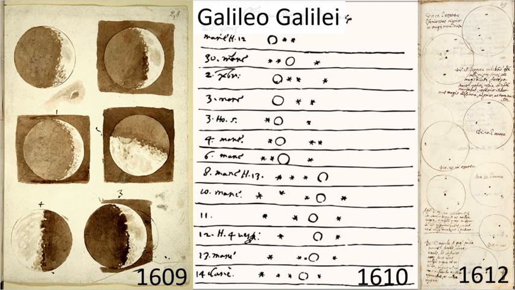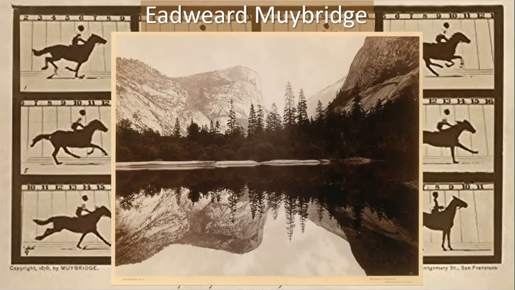Aristotle taught before him that celestial bodies were perfectly smooth. And Galileo was able to argue convincingly that on the moon there did exist mountains and valleys, and he was the first person to be able to demonstrate that. Pretty awesome. Oh, and then this character, Eadweard Muybridge.